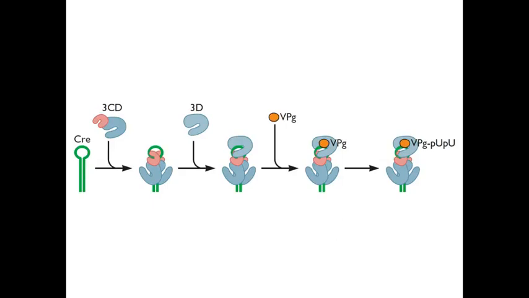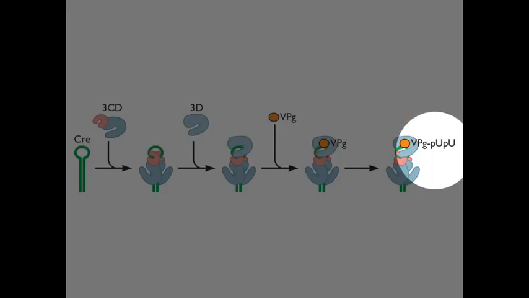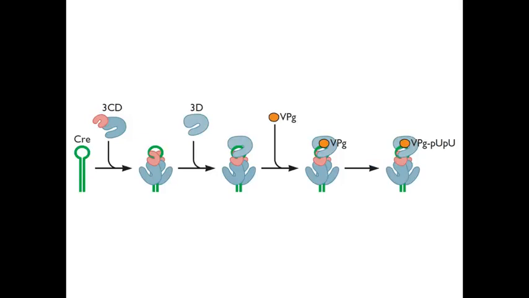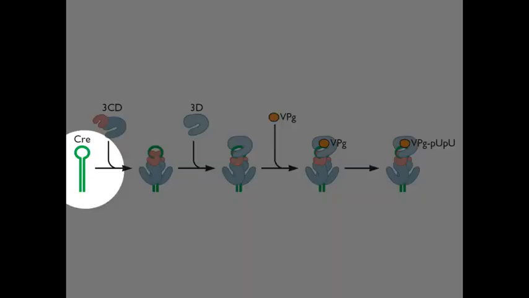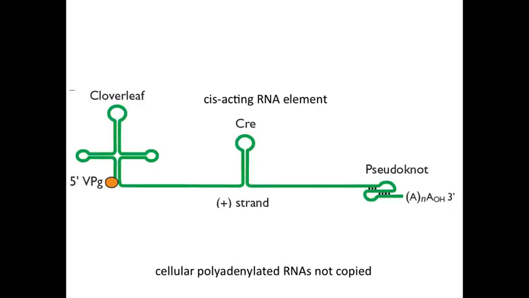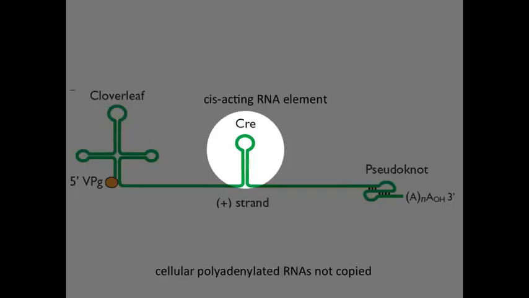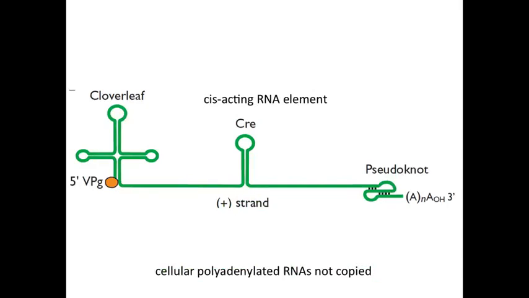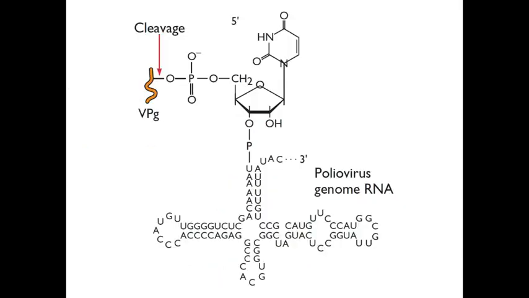Now VPG, in order to be a primer, has to have 2 bases attached to it. Just 2, and then it serves as a primer. And that is VPG-UU. And then it can sit down on the viral RNA and be a primer. And the way the U's are added to VPG is on that Cre element. So if you remember, I will go back 2 slides. In the middle of the genome is a stem loop called the Cre element. This is a very specific sequence whose function is to serve as a template for adding 2 U's to VPG, so you can make it a primer.